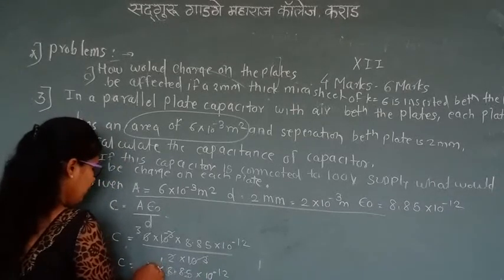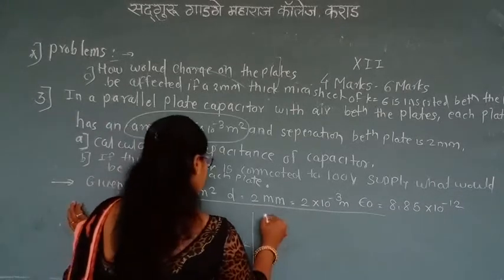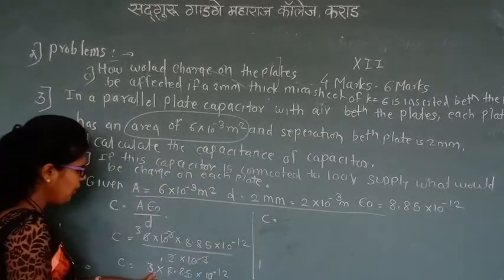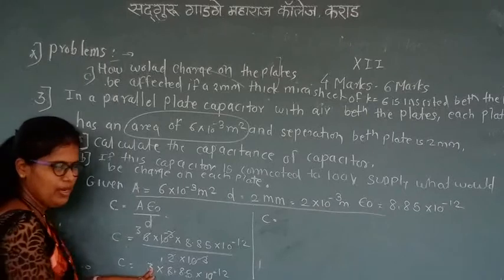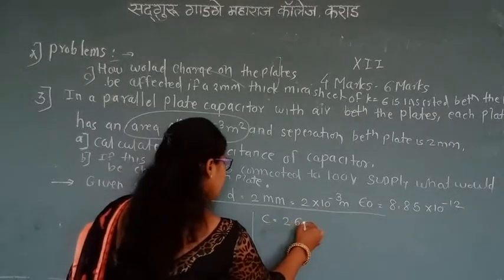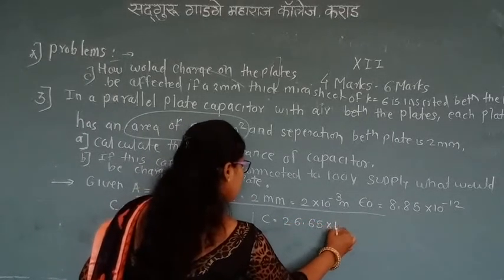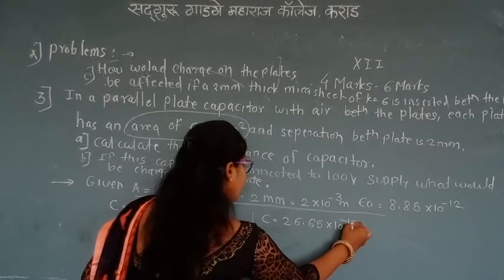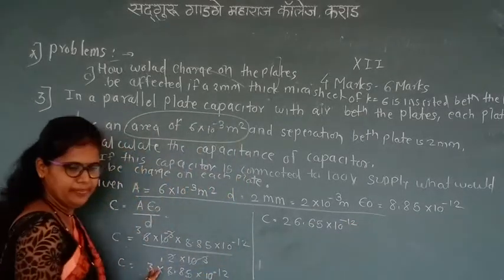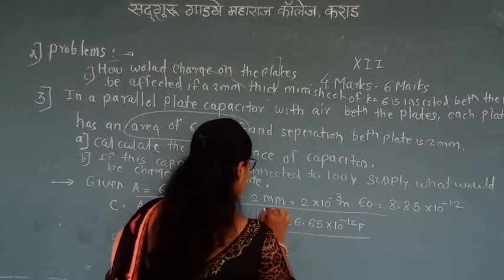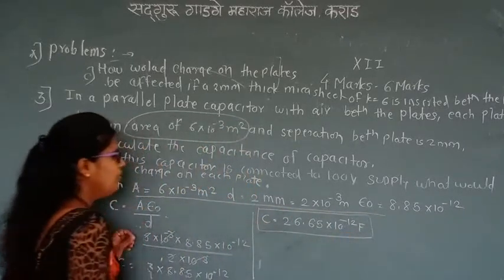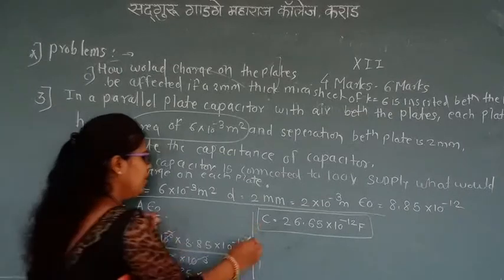There is no need of a log table here. So C = 3 × 8.85, and from this calculation we get 26.65 × 10^-12 farad. This is the capacitance of the capacitor, and this answer is correct.